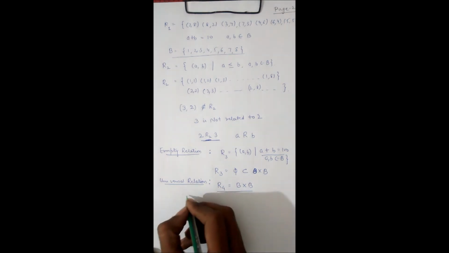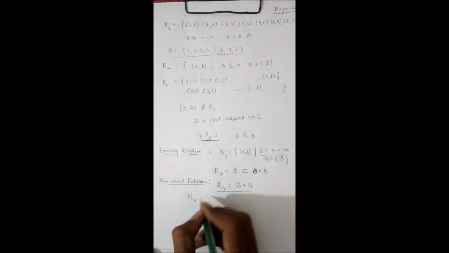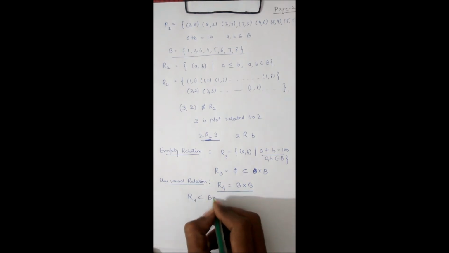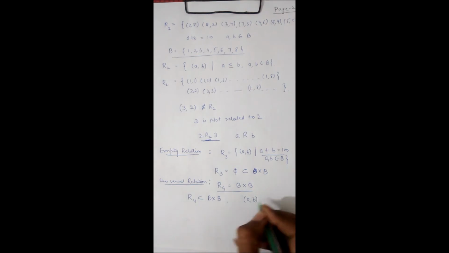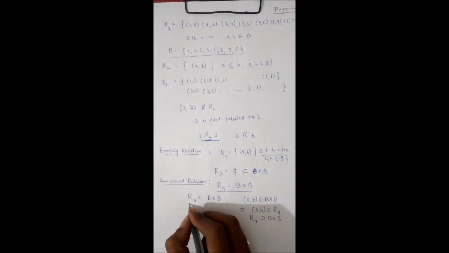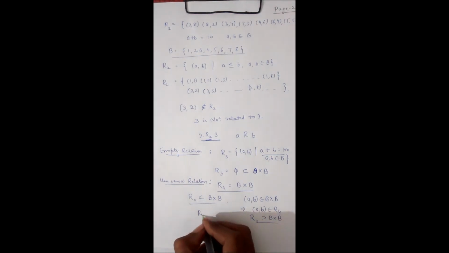Clear? Because by the definition of relation we already have R4 is a subset of B cross B, and because we are defining my universal relation, this means that every ordered pair (A, B) in B cross B will also belong to R4, and this makes R4 contain B cross B. From here and here we can say that R4 equals B cross B.